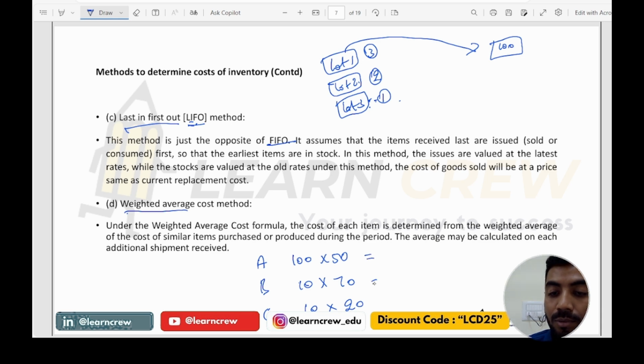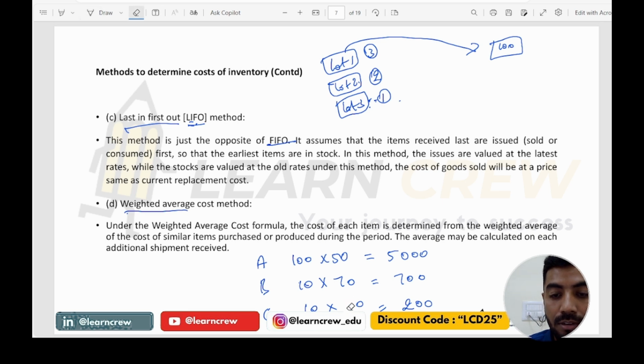So what happens to the total here? The total will be 50 into 100, that will be 5,000. 70 into 10, 700. 20 into 10 will be 200. We'll just take 30 for easy calculation.